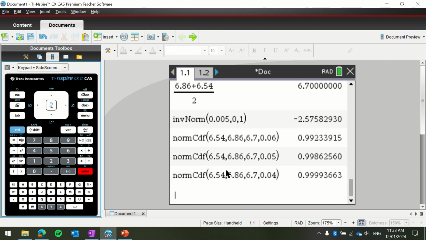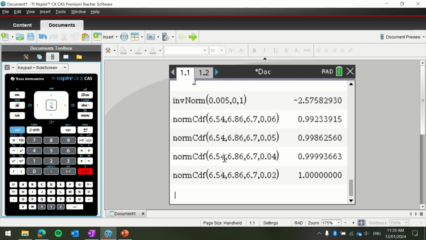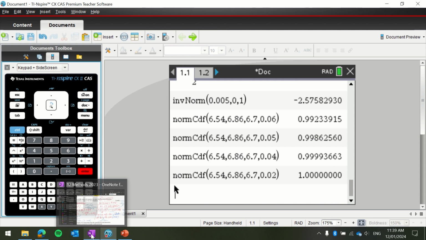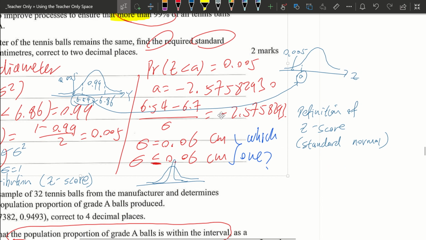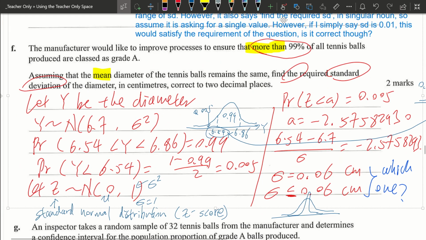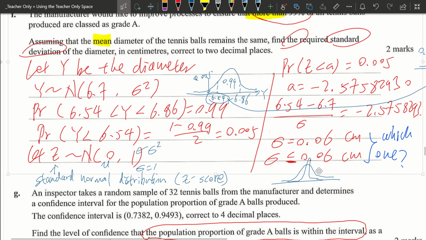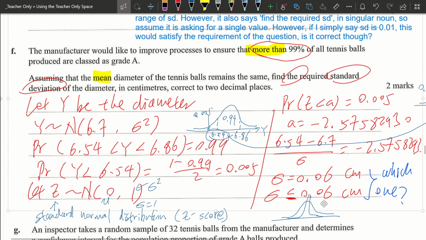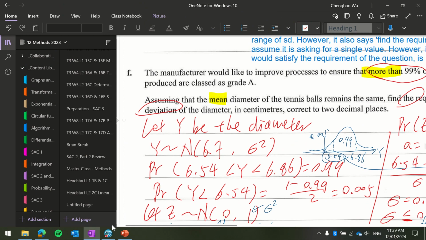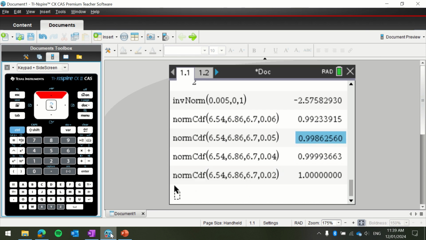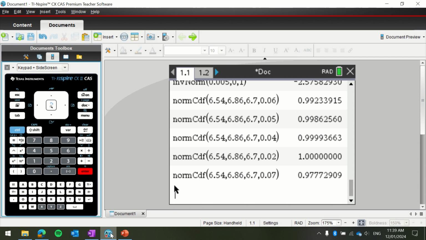And then decrease the standard deviation again. Even more balls are within the A grade. Right? So if we are looking for a standard deviation that gives more than 99% of tennis balls being grade A, you can have any standard deviation less than or equal to 0.06. But corrected to 2 decimal places, because try this. If we do 0.07, then it won't work.